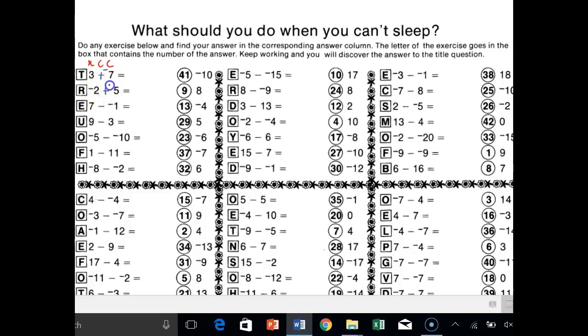Keep, change, change. Keep it, change it, change it. Keep, change, change, all right?